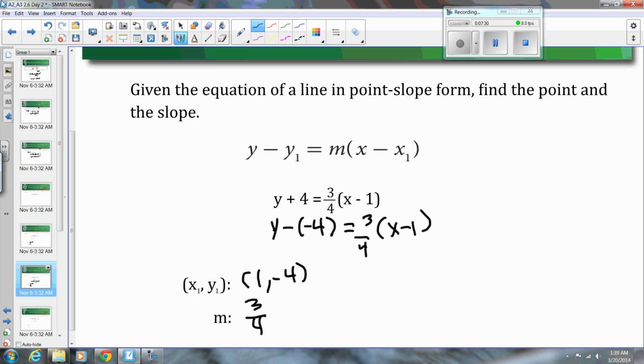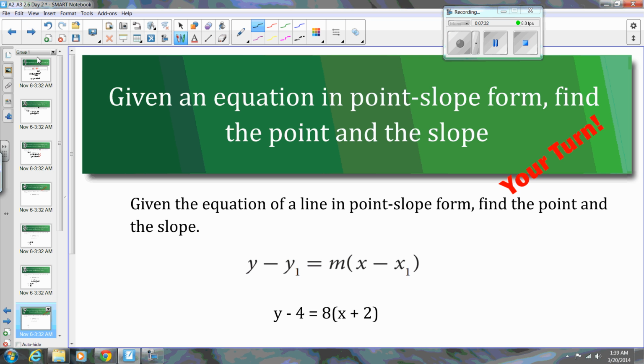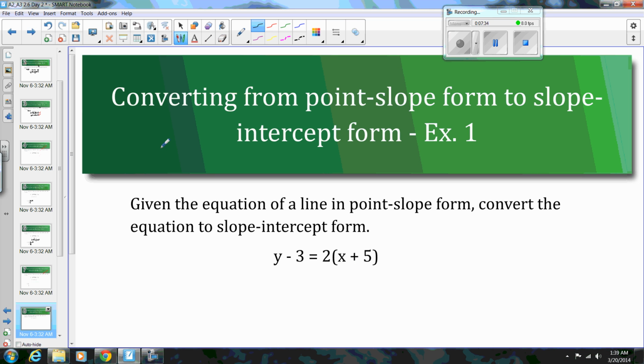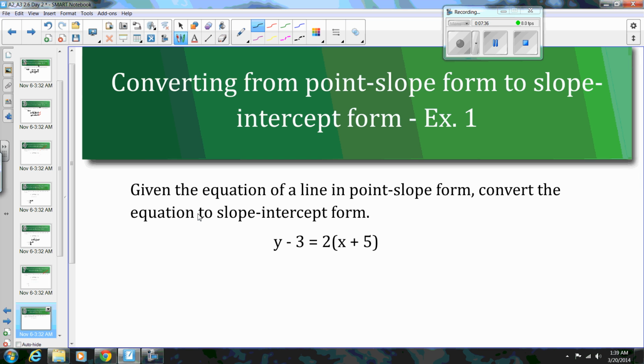Okay, once again, your turn. Try one, please. Thank you. Okay, next and last type of problem. Converting from point slope form to slope intercept form.